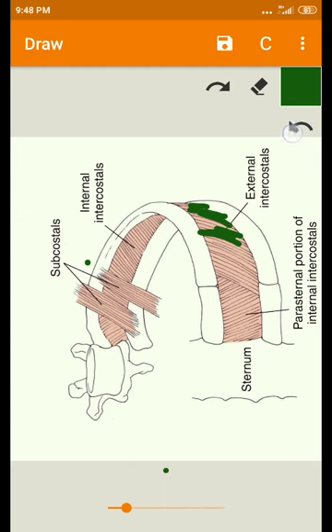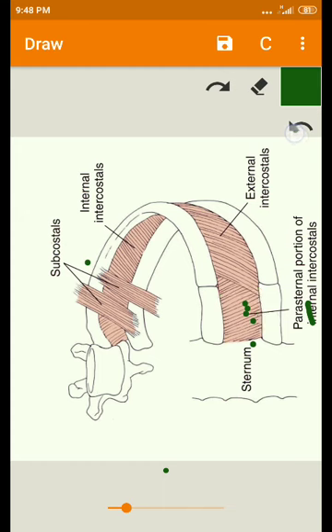Okay, and the muscles which are by the side of the sternum, so by the side of the sternum, that is called para. So by the side of the sternum, this is called as parasternal portions of internal intercostalis. So these fibers are present by the side of the sternum. These are called as parasternal portion of internal intercostal.